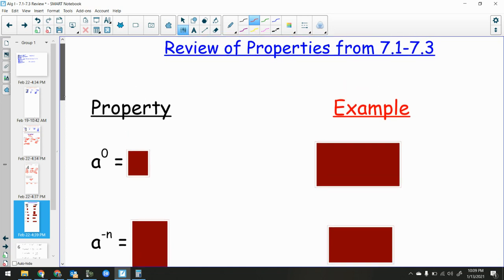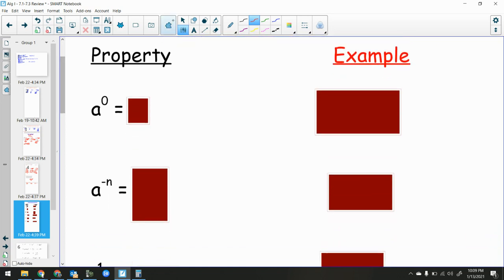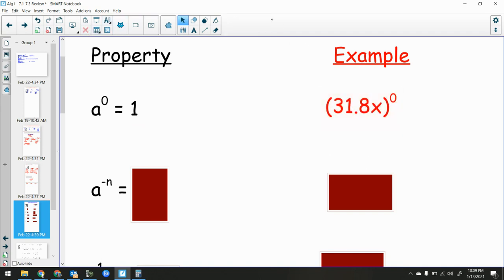Okay. So here are all the properties that we've learned so far in sections 7.1 to 7.3. We learned the zero property, where anything to the zero power is 1, right? So it doesn't matter what it is, 31.8 x to the 0 power is just 1, right? So the property is a to the 0 is 1.